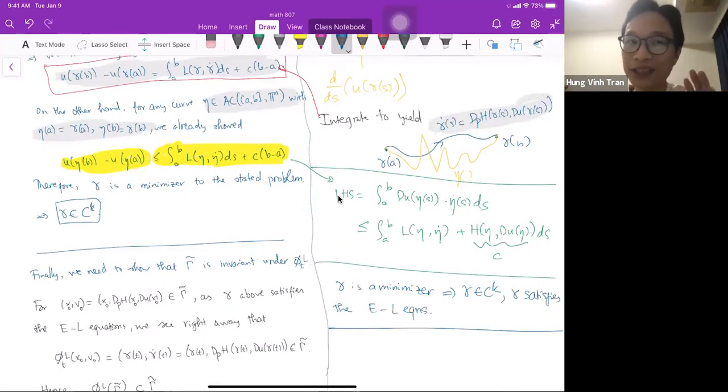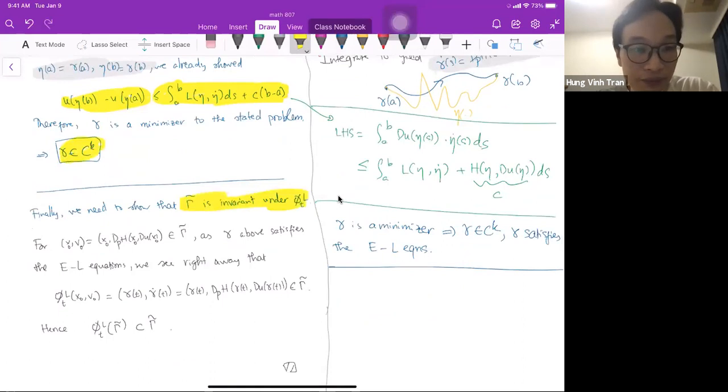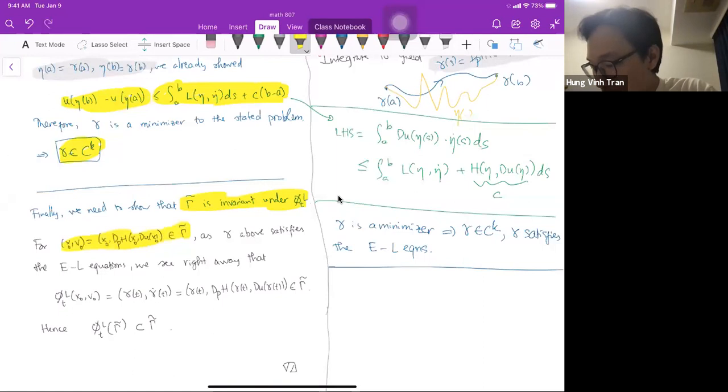This again hides some points here that I have not explained. Okay, so far so good. We are done with almost everything except the claim, on the left panel here, that gamma tilde is invariant under the Lagrangian flow. Okay, so let's see how it goes. Now you take a point, X naught, V naught, which equals X naught, dp h of X naught, du X naught, and it is in gamma tilde. So we know that gamma satisfies the Euler-Lagrange equation, right?